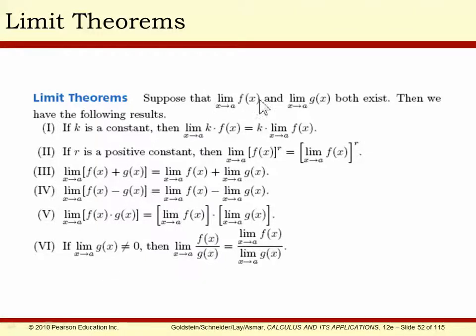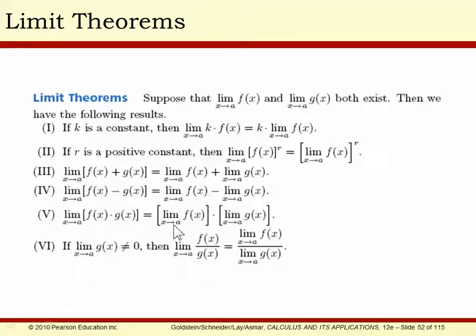If the limits exist separately, you can take the limits separately. Like, if you have x squared plus 7 as x goes to 0, the limit as x goes to 0 for 7 is going to be 7. The limit as x goes to 0 for x squared is going to be 0. So you can split limits over addition. We're going to do some examples. You can split limits over subtraction as long as both the individual limits exist.